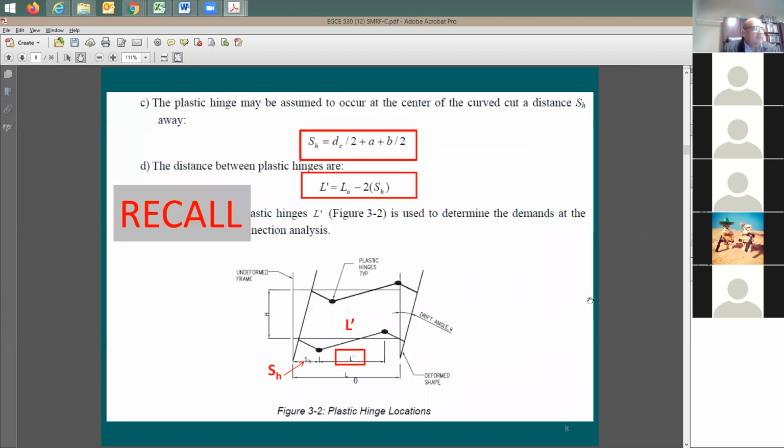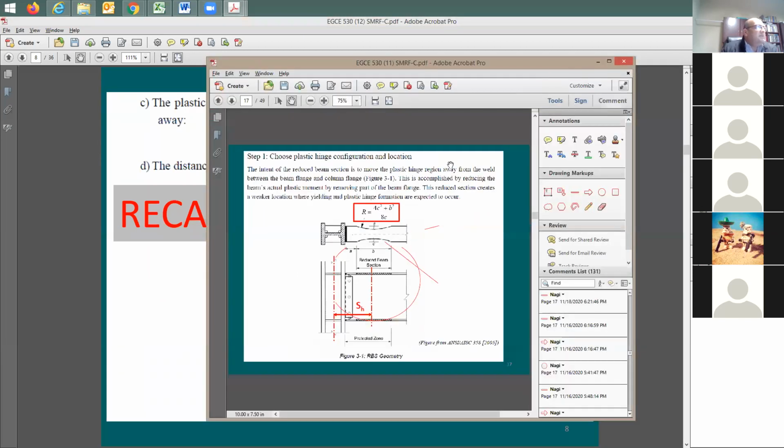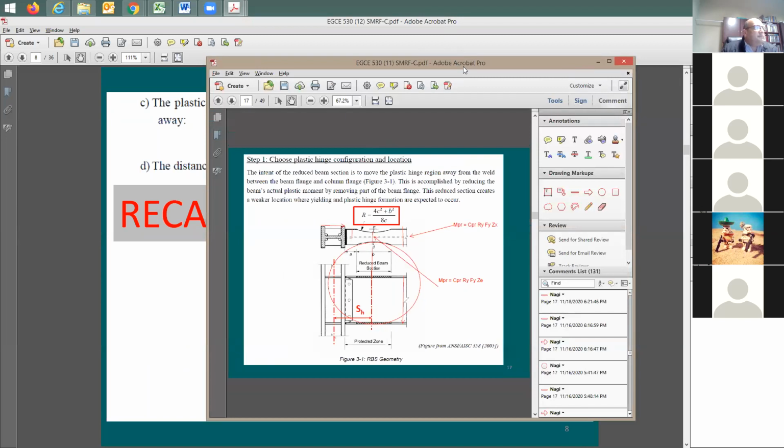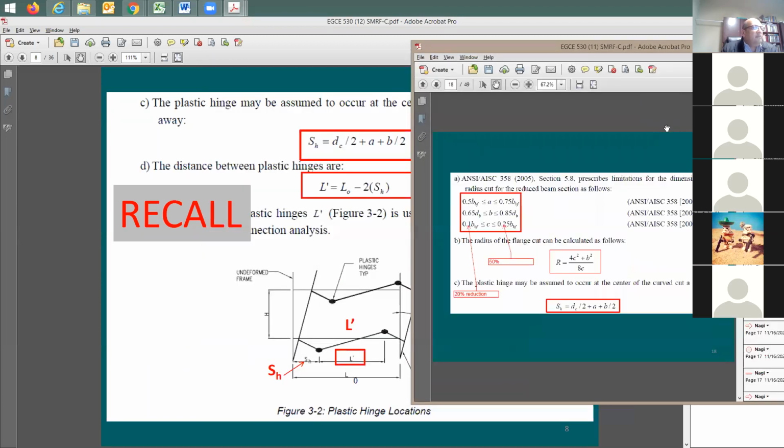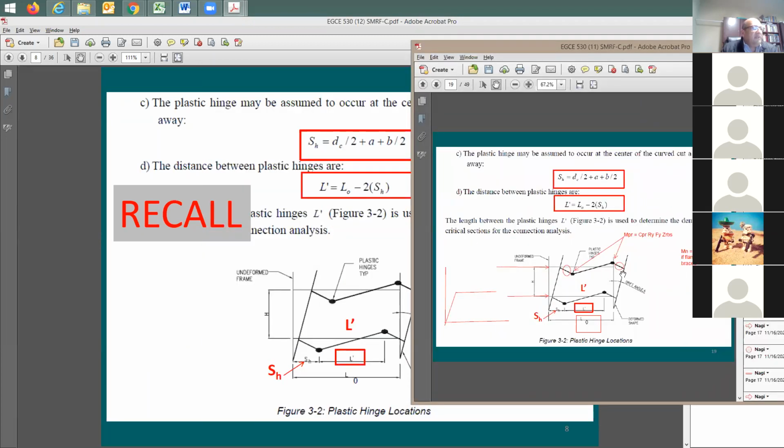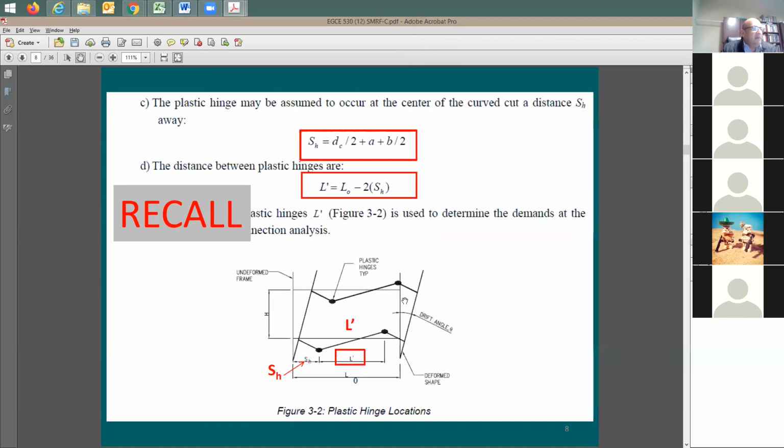Now we have the RBS choice. I guess this says here "recall," which means this is taken from the previous slide set. This is taken from here, right? Nothing is new here. It's going to be the same slide. Now you need to figure out S sub H, which is based on the column properties and the beam properties that you have. So it's going to be the column depth, and then you have A, B, and C that you have just picked up in this analysis.